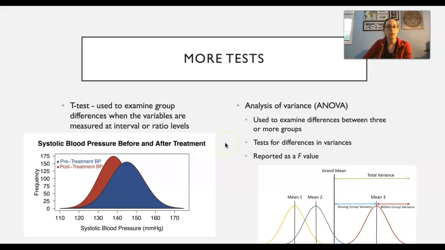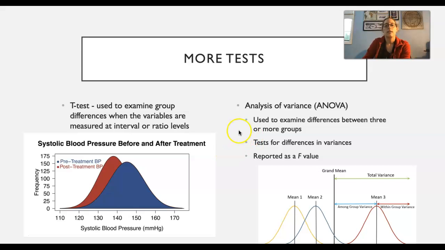We can also use a t-test, and that's used to examine group differences when the variables are measured at interval or ratio level, so the difference here being the type of data that we're looking at. And you can see here, if we had a treatment, we can see the pre-treatment here and the post-treatment there. So the goal here is to show us very simply, did the intervention work? And it did. We can see here that we had higher blood pressures to start, and after the treatment we had lower blood pressures. So it's a simpler way of looking through that data.